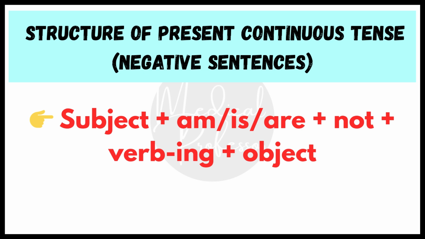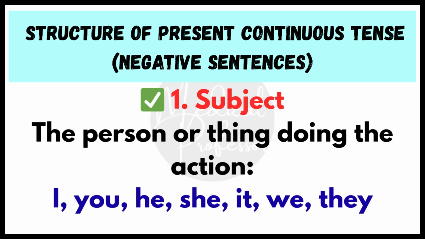Subject plus am/is/are plus not plus the ing form of the verb plus object. To talk about actions that are not happening right now, we use the negative form of the present continuous tense. Let's break this structure down. Number 1, subject. The person or thing doing the action: I, you, he, she, it, we, they.